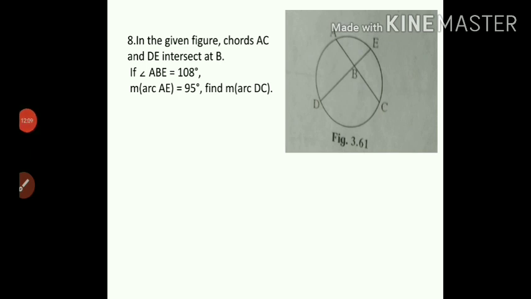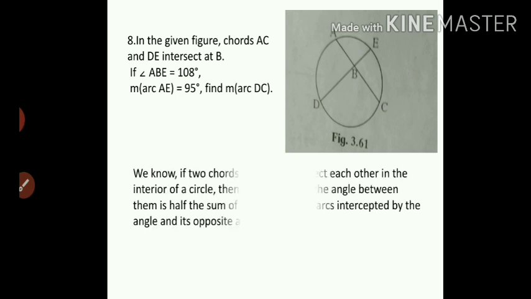Now see, next question is question number 8. In the given figure, see there are two chords, chord AC and chord DE. They intersect at B. Now if angle ABE is already given 108 degrees and the measure of arc AE is 95 degrees, now find arc DE. So we know that if two chords of a circle intersect each other inside the circle, means in the interior of a circle, then the measure of the angle between them will be exactly half the sum of the measure of arcs intercepted by the angle and its opposite angle.